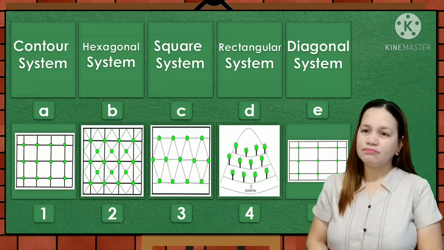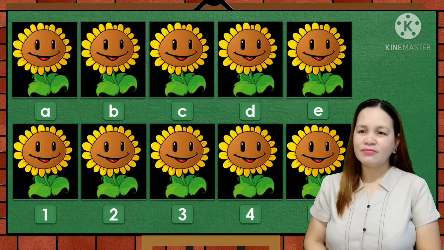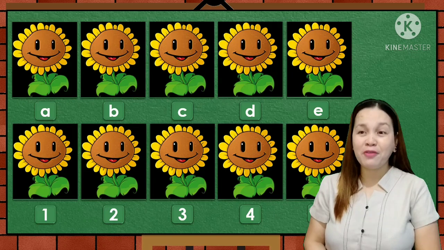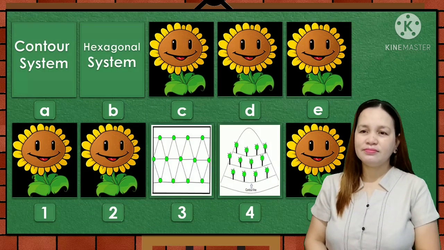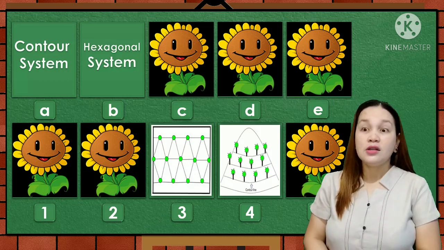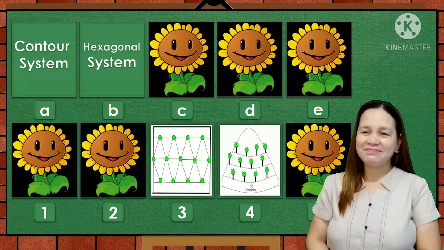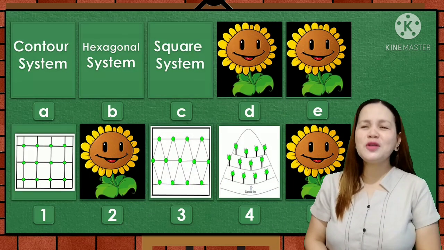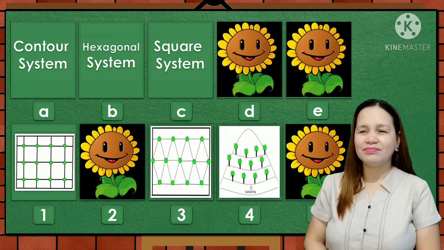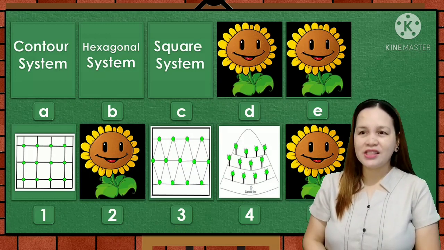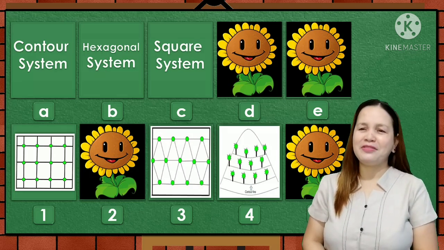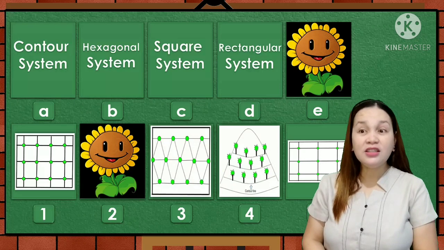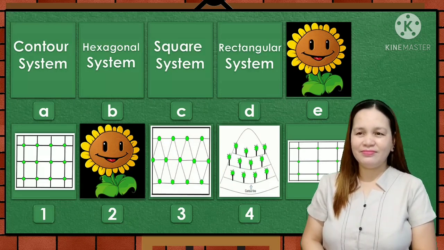Contour system. Correct. A4. Hexagonal. Yes, B3. Square system. Absolutely correct, C1. Rectangular system. D5. Diagonal or quincunx method.